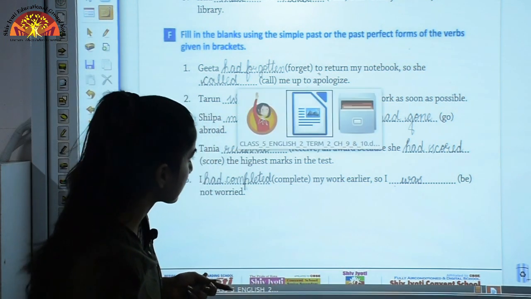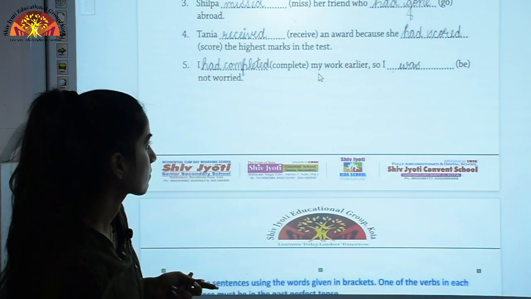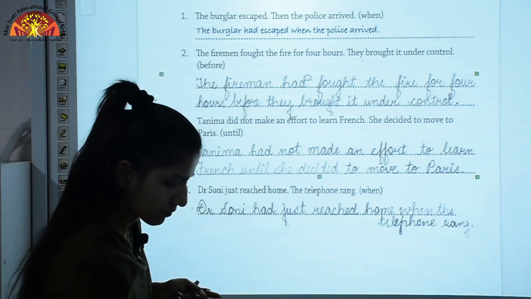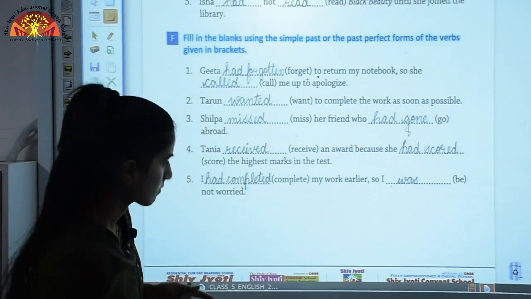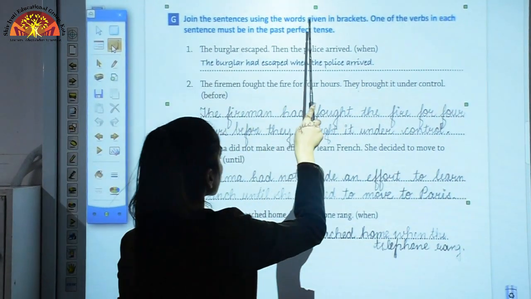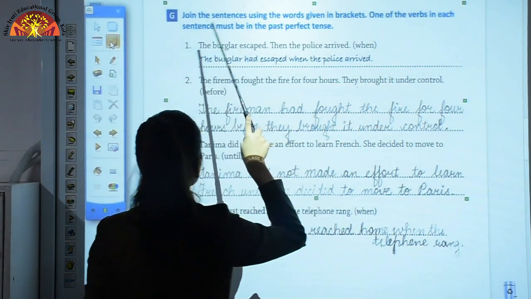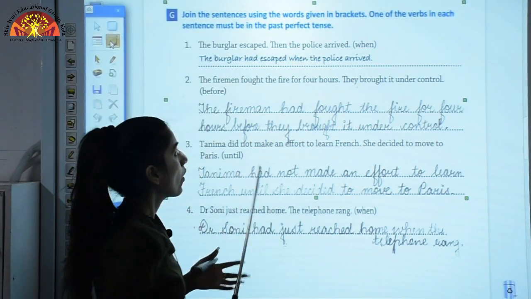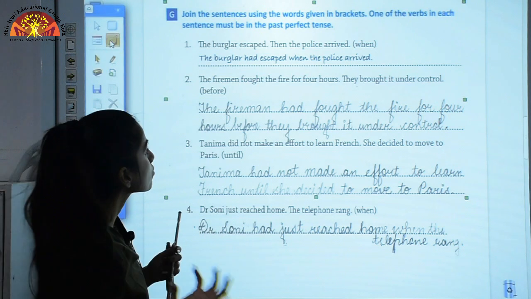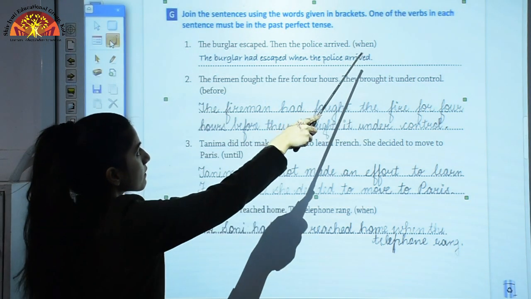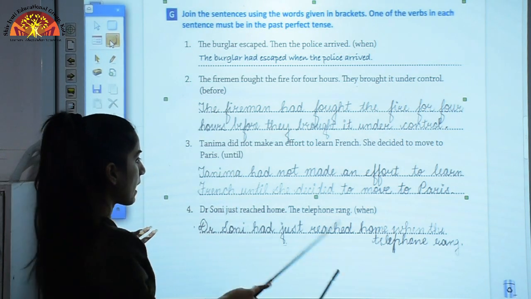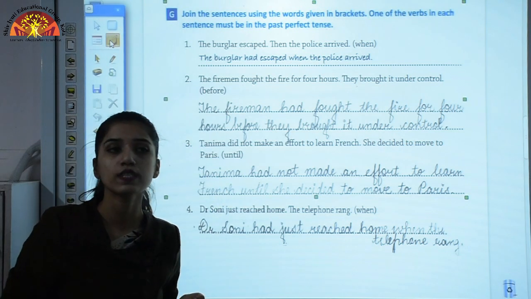Now moving to another exercise. G exercise. Join the sentences using the words given in brackets. One of the verbs in each sentence must be in the past perfect tense. So we are given what? We are given two sentences, and we have to join these two sentences with the words that are given to us in the brackets. With the help of them we have to join these two sentences.